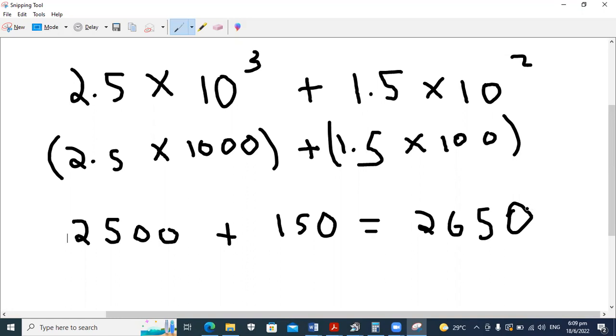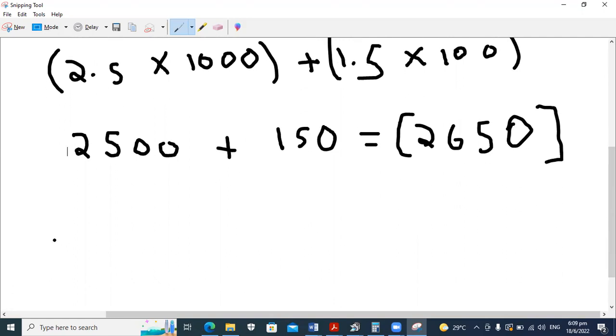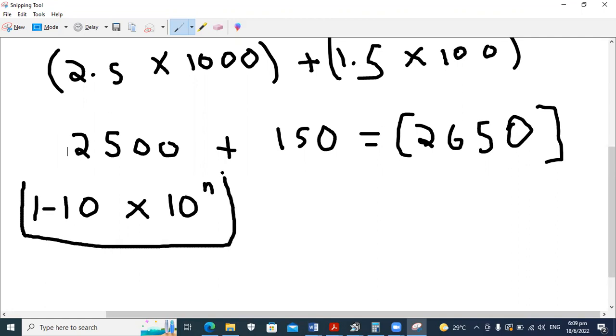So basically, when you get this, you convert it now into what? Standard form. All right. Now, what is standard form again? It's any number between 1 and 10 multiplied by 10 to a certain power. So in other words, where would I put a decimal point to make 2,650 become between 1 and 10?